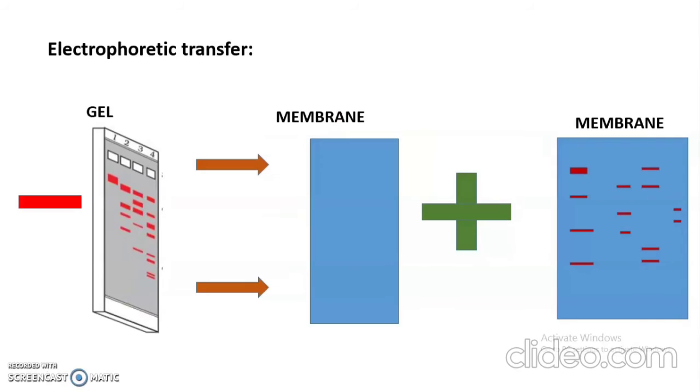Another way of transferring DNA is by an electric field, which is known as electrophoretic transfer. This transfers negatively charged DNA molecules from the gel to the membrane.